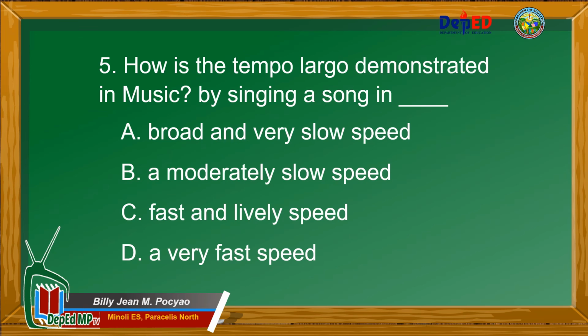Number 5. How is the tempo largo demonstrated in music? By singing a song in letter A, broad and very slow speed. Letter B, a moderately slow speed. Letter C, fast and lively speed. Letter D, a very fast speed. The correct answer is letter A.